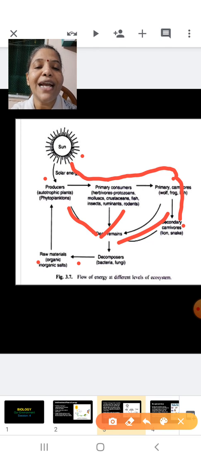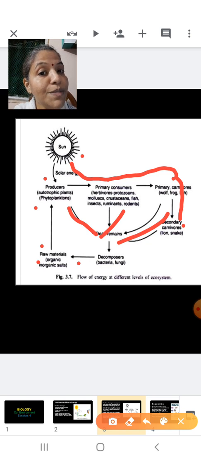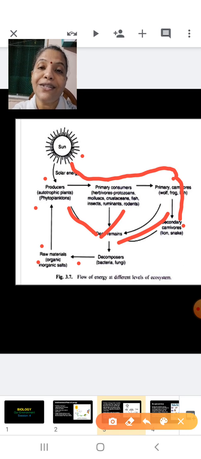And these minerals act as raw materials for the producers to prepare their food. But only with those raw materials can the producers prepare their food? No. What does it again require? It again requires the help of sunlight, that is nothing but solar energy. So students, this is regarding the unidirectional flow of energy.